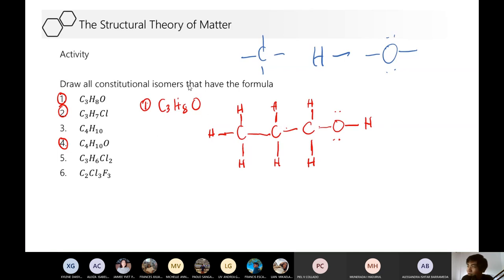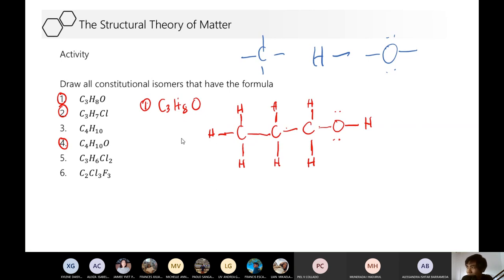So, paano yung ginawa natin? You draw the carbon backbone first. Tapos yung mga bakanting bonds, i-fill in mo ng mga atoms. Lagay mo yung mga hydrogens, lagay mo yung oxygen, and so on and so forth. So, this is one structure for this formula.